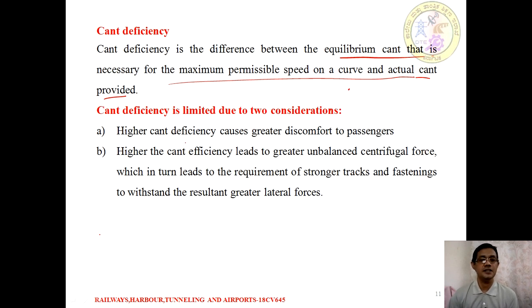Cant deficiency is limited due to two considerations. One is, the higher the cant deficiency, the greater will be the discomfort. Higher cant deficiency leads to greater unbalanced centrifugal forces, which in turn requires a stronger track with respect to the fastening, and that has to withstand the greater lateral force exerted due to this phenomenon.